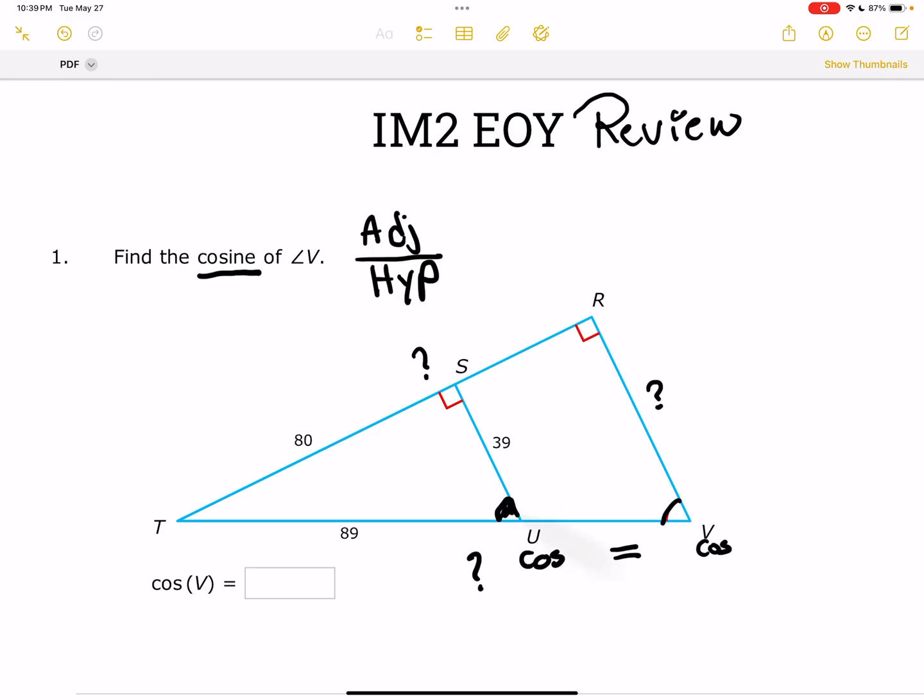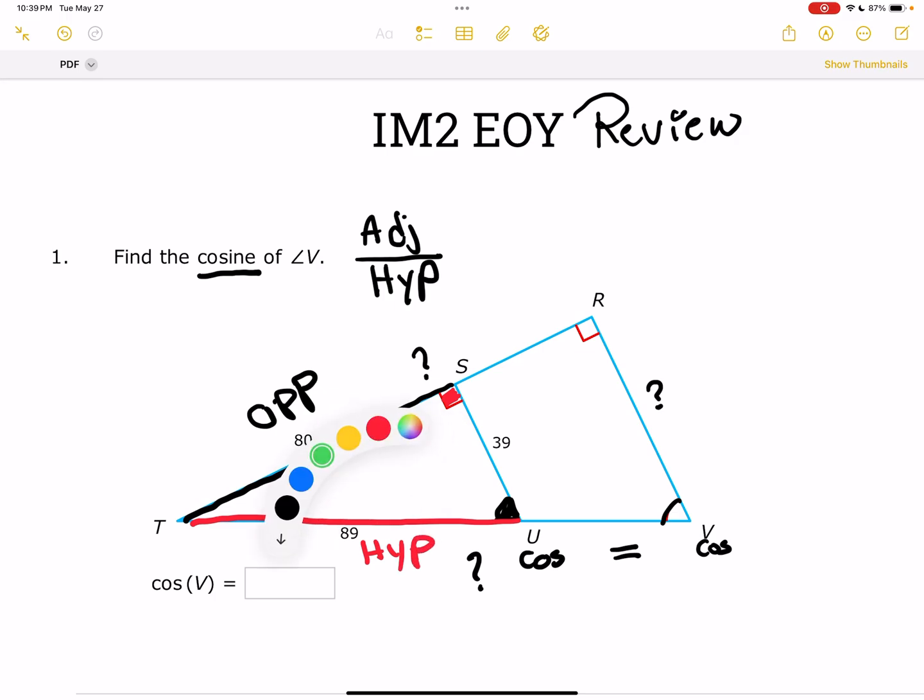Now, can I find the cosine of U? Absolutely. Let's start labeling the triangle, but let's focus on that small triangle here. Not the big guy, the small guy. So, across from angle U is always your opposite. Remember, your opposite is the guy that doesn't touch the angle you're working with. Across from the 90 degrees is your hypotenuse. Again, the hypotenuse can never touch your right angle. And the third guy who's left over is always your adjacent.